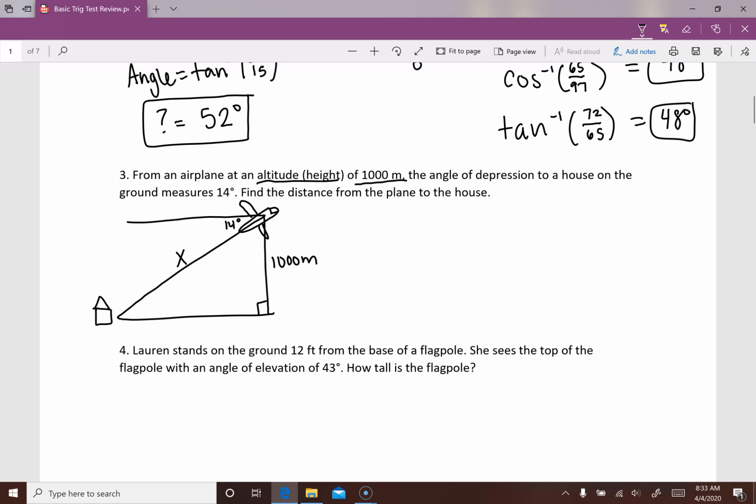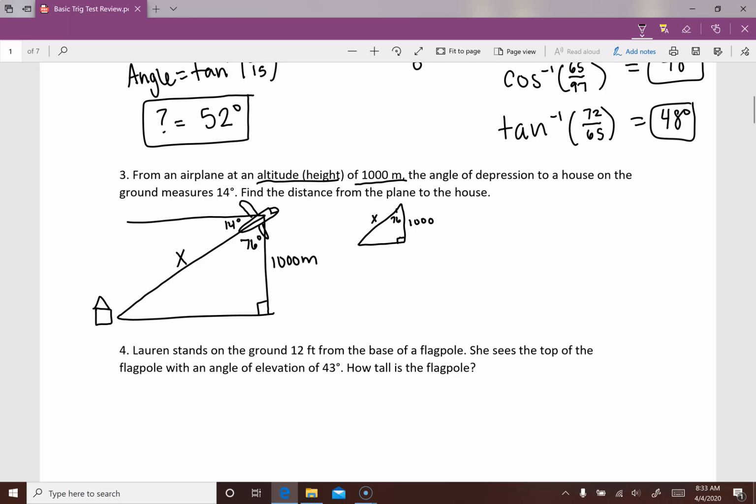Now, that 14 degrees is not in our triangle, so I need to do 90 degrees minus 14, and that gives me 76 degrees here. Or if you wanted, you could have put 14 degrees right there and solved your triangle that way. That's more than fine. All right, so let's go ahead and redraw this triangle without all that madness in it. Basically, I have 76 right here. I have 1,000, and then I have a right angle, and I have x.